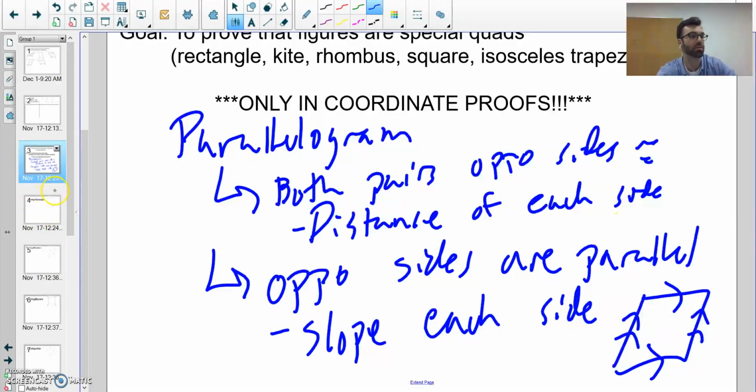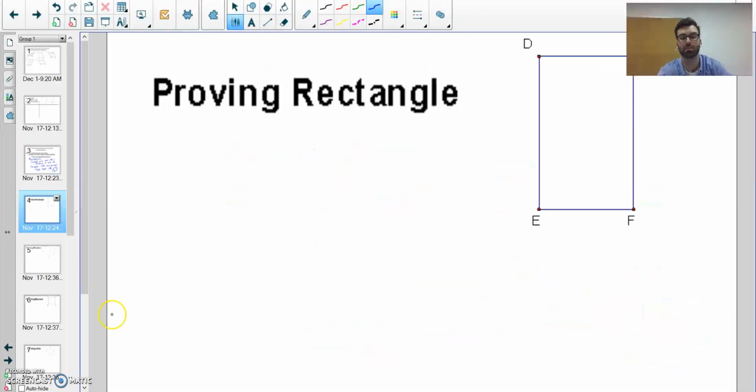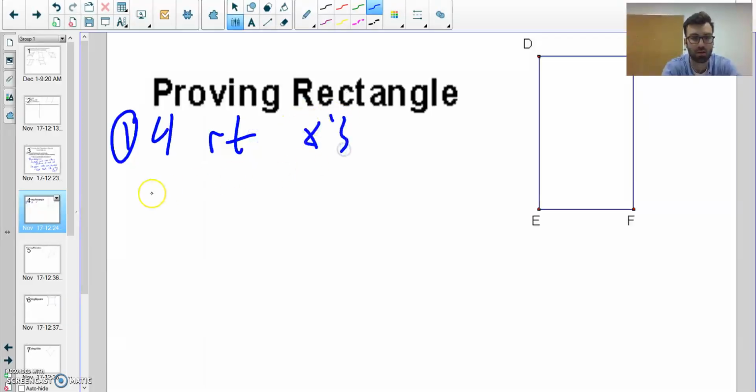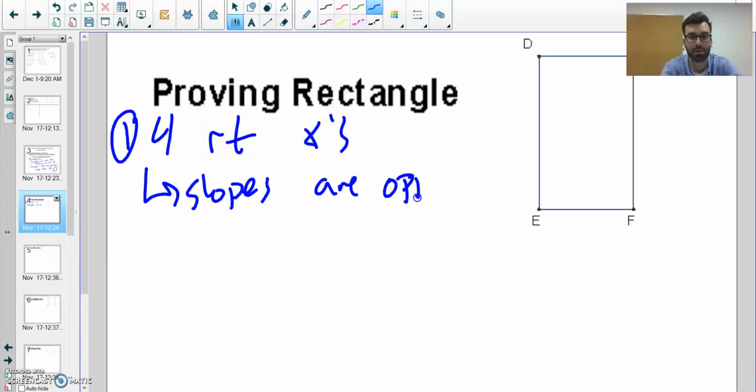Okay, let's flip to rectangles. To prove a rectangle, well, rectangles we know have four right angles. So the slopes are opposite reciprocals, and opposite sides are parallel.